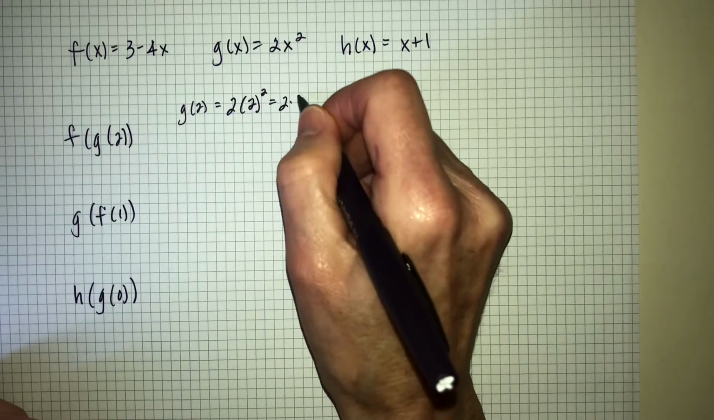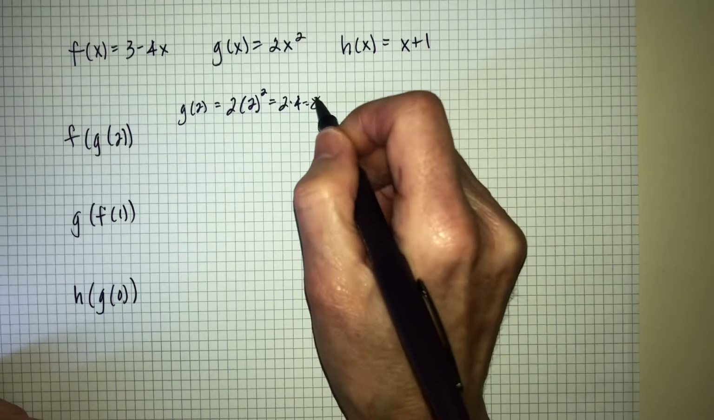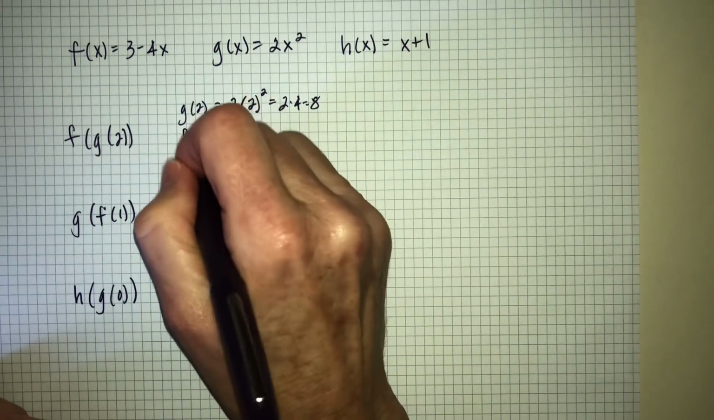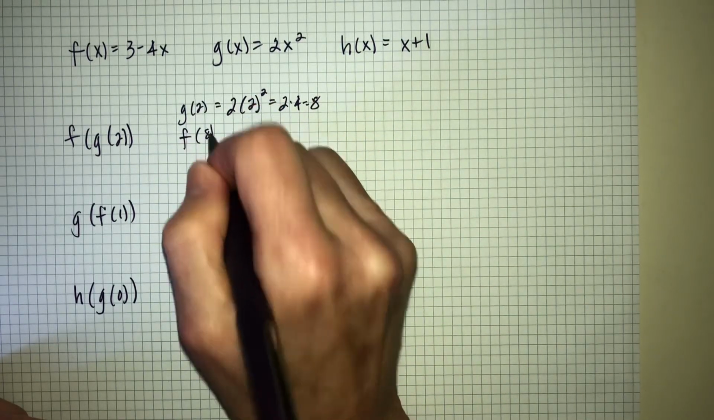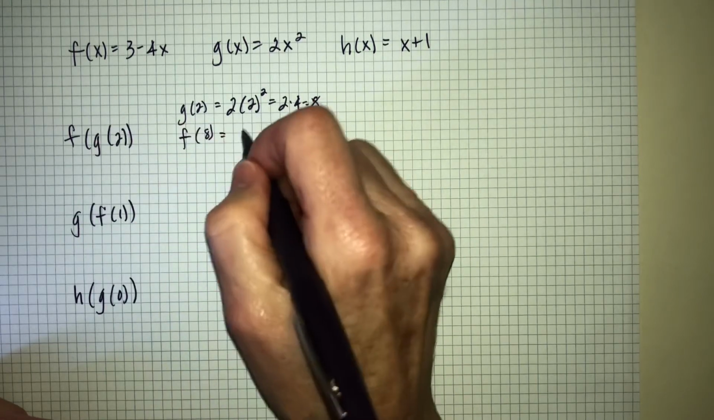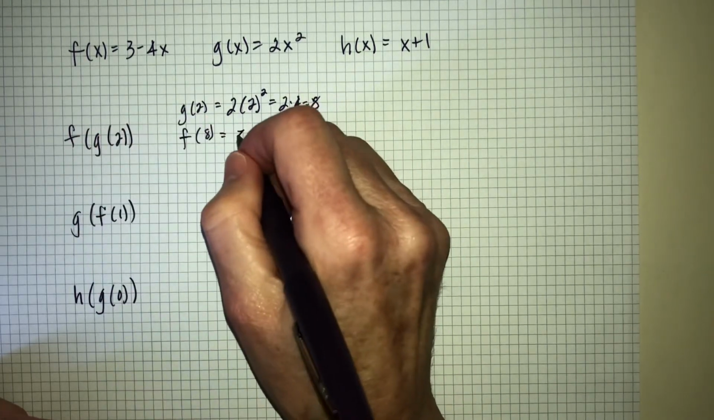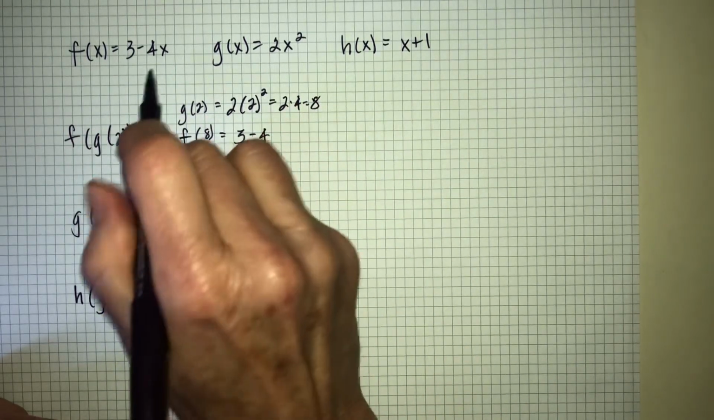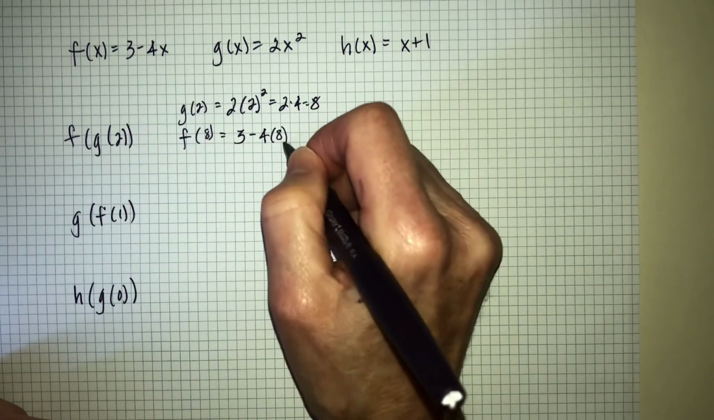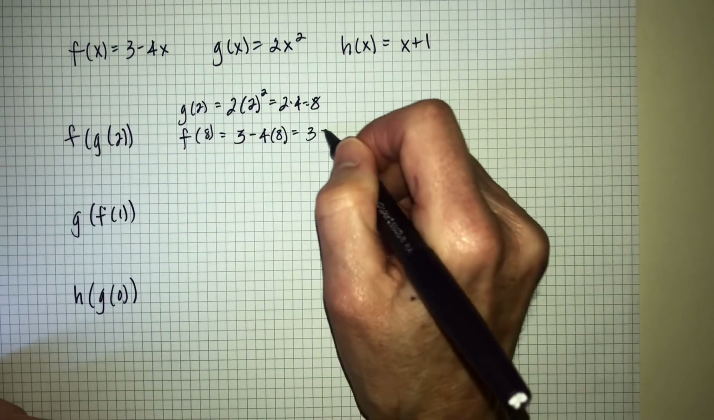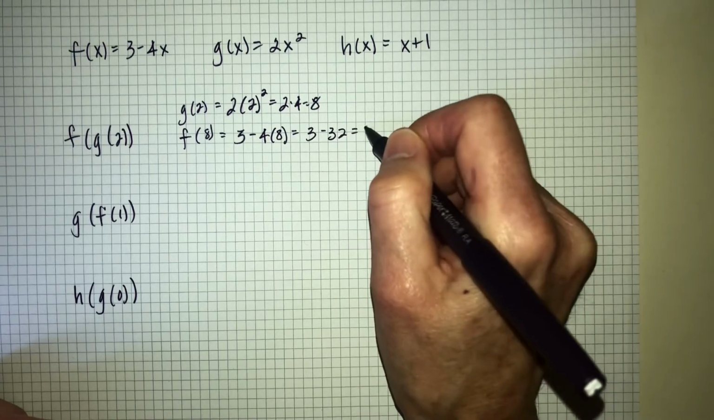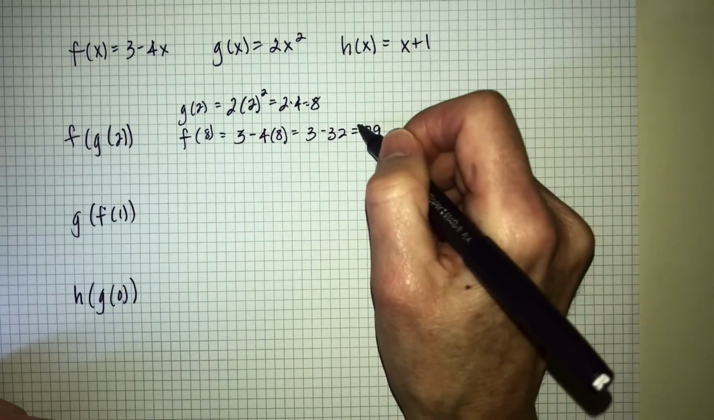So that's 2 times 4, which is 8. And then we take that 8 and we plug it into the function f. So we write our function f, 3 minus 4, and then we get to the x and we plug in 8. So that's 3 minus 32, which equals negative 29.